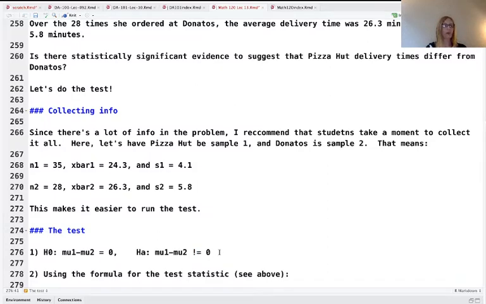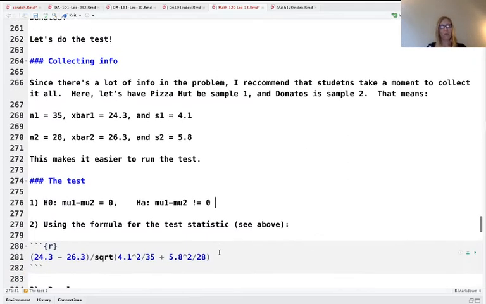All right, so let's find our test statistic. I'm going to use the same formula that was up above. If you forgot, you can go back and remind yourself. I'm just going to plug everything in to find our test statistic. Here, that's x bar 1 minus x bar 2. In the denominator, that's the first standard deviation squared over the first sample size, and then the second standard deviation squared over the second sample size.